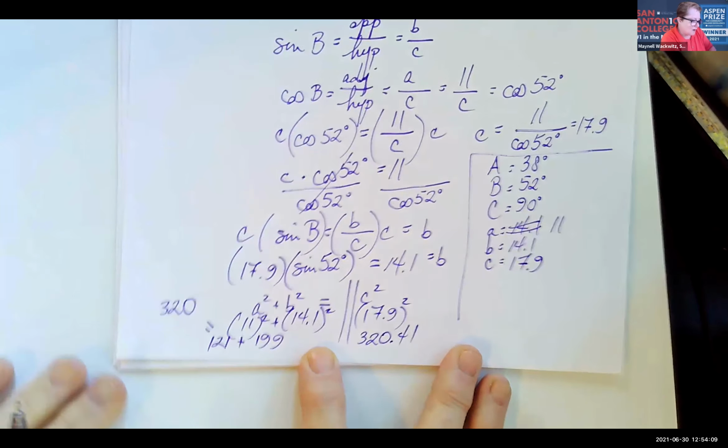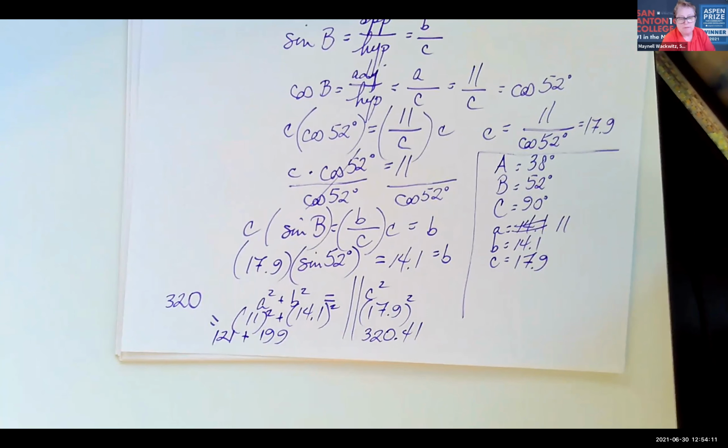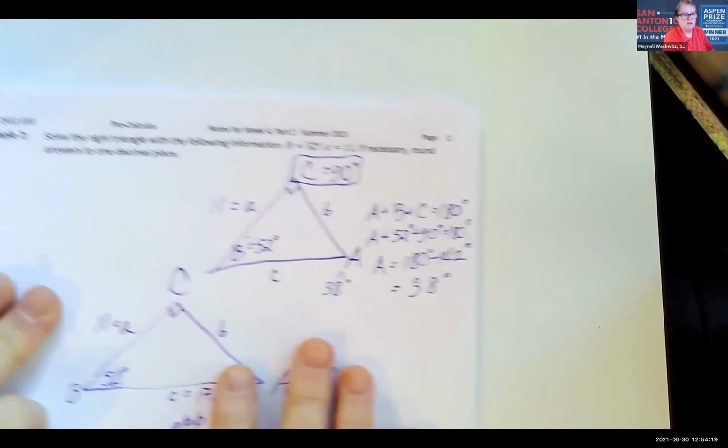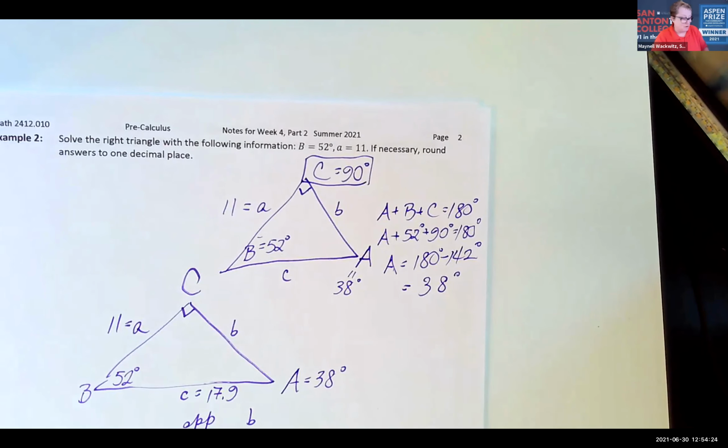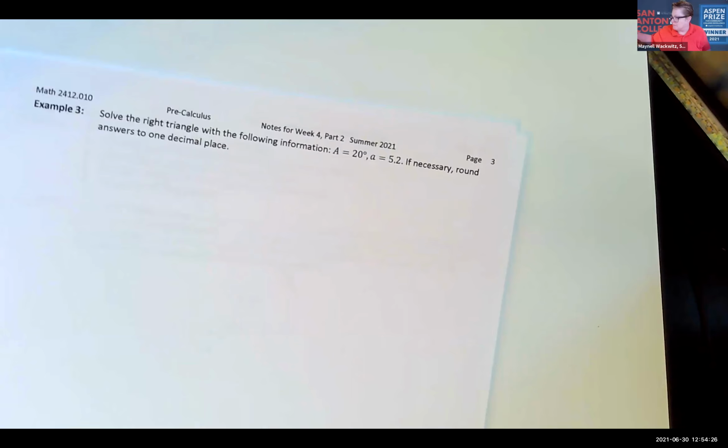Excellent. Why do we have a slight discrepancy? Rounding. Rounding. Very good. And we don't care. When they say accurate to one decimal place, that means that there's going to be some error and we really don't care. I mean, we care, but we don't care.